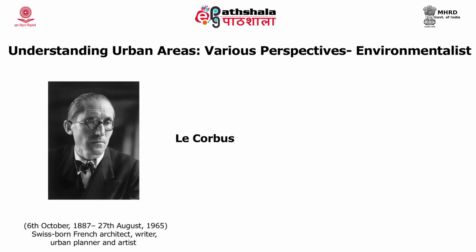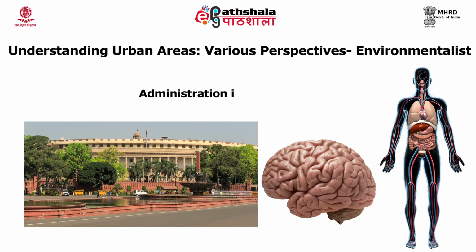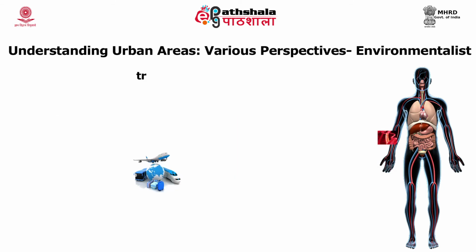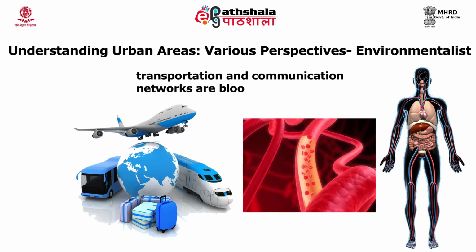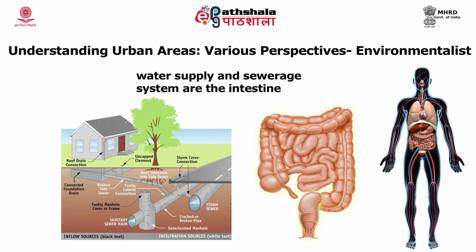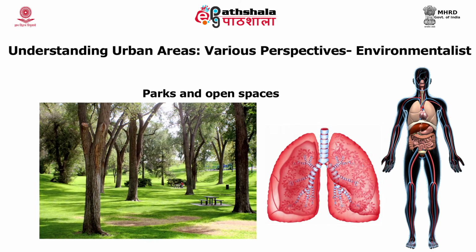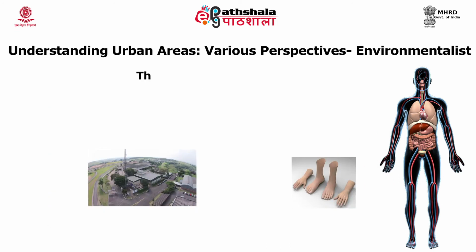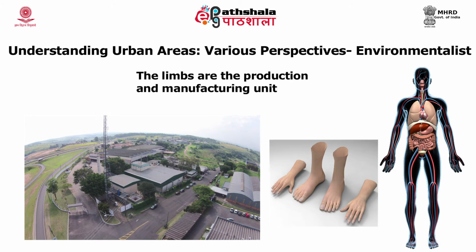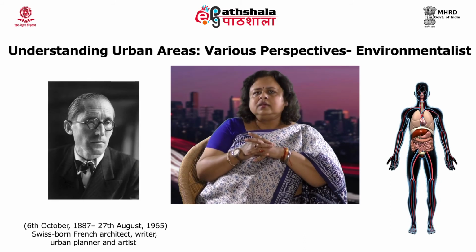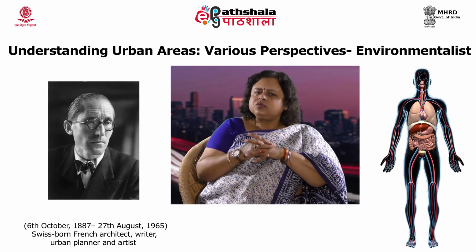Now, as Le Corbusier said, administration is the brain, city center is the heart, transportation and communication networks are blood vessels, water supply and sewerage system are the intestines, parks and open spaces are lungs, water bodies are the kidneys, and the limbs are the production and manufacturing units of an urban area. So, Le Corbusier also tried to relate the urban area to a human body.